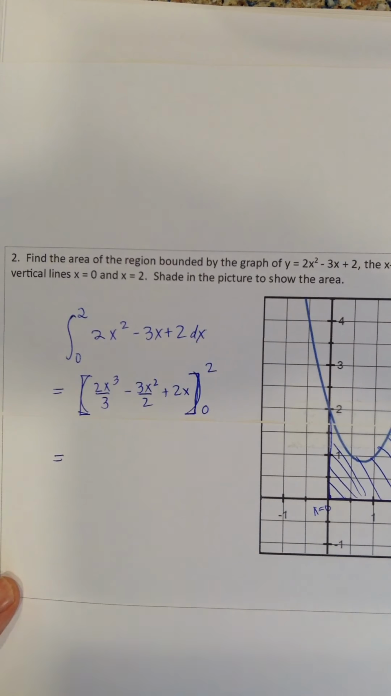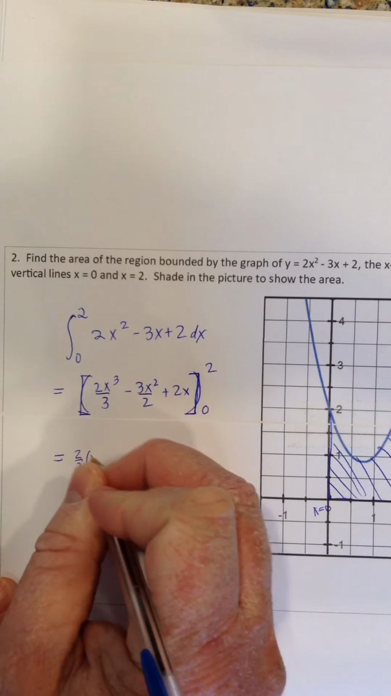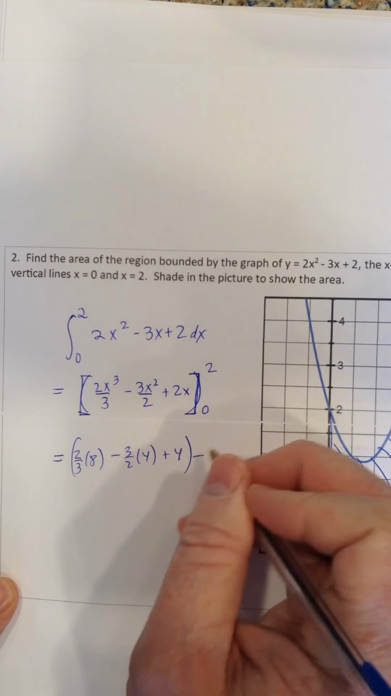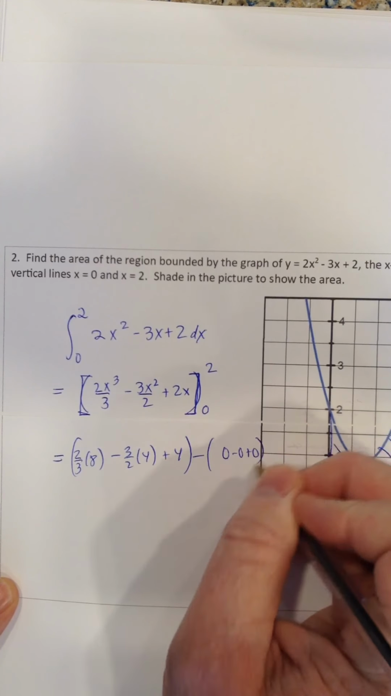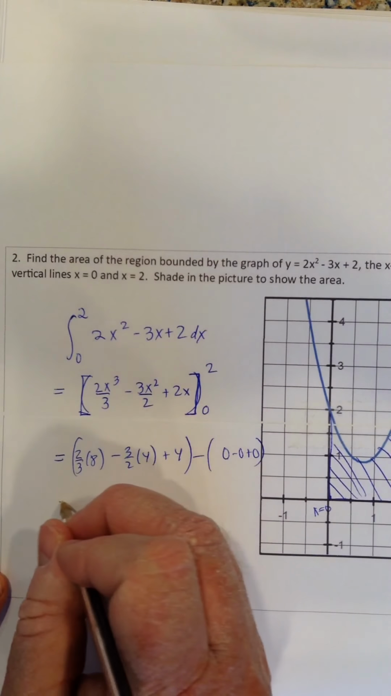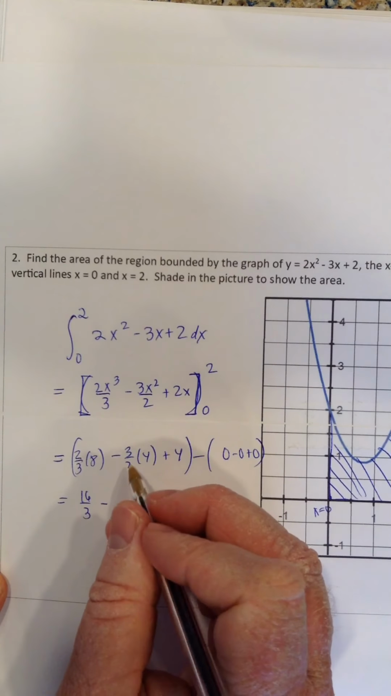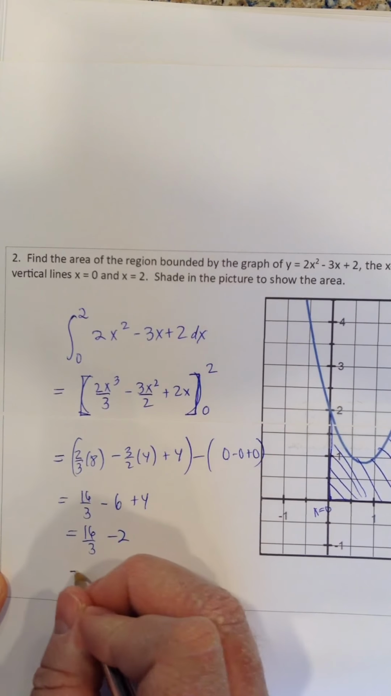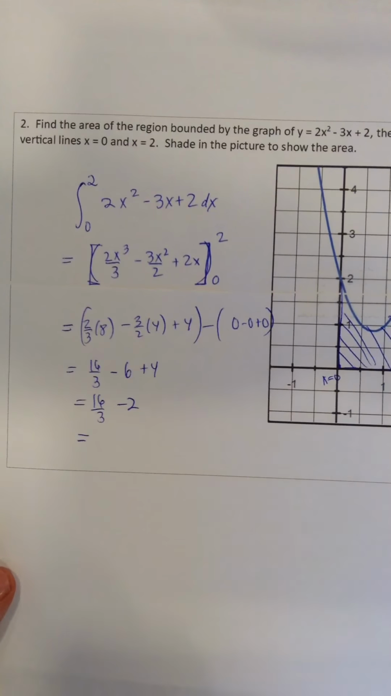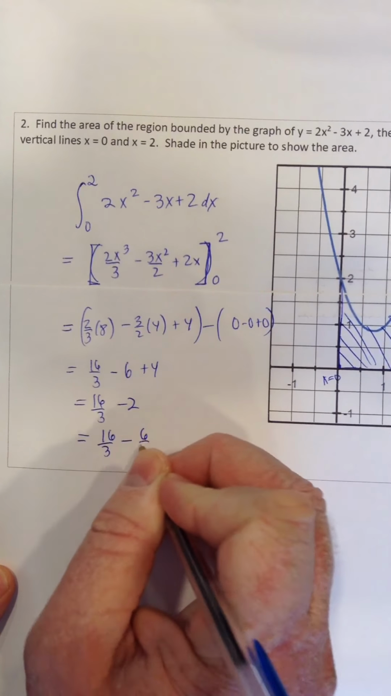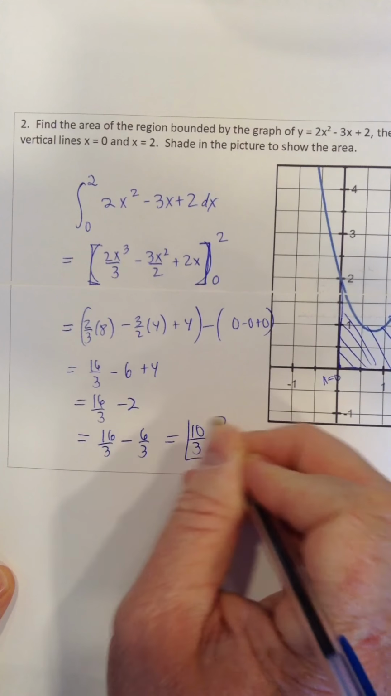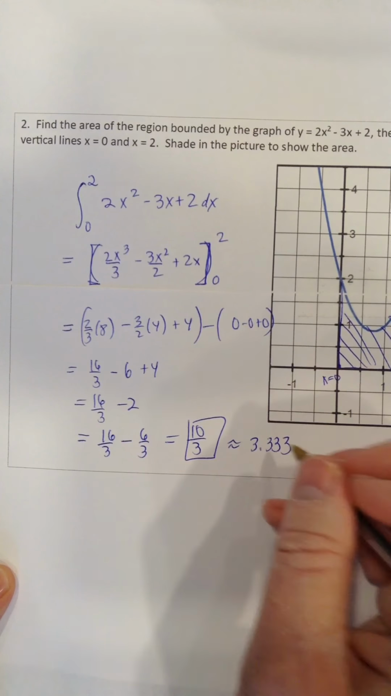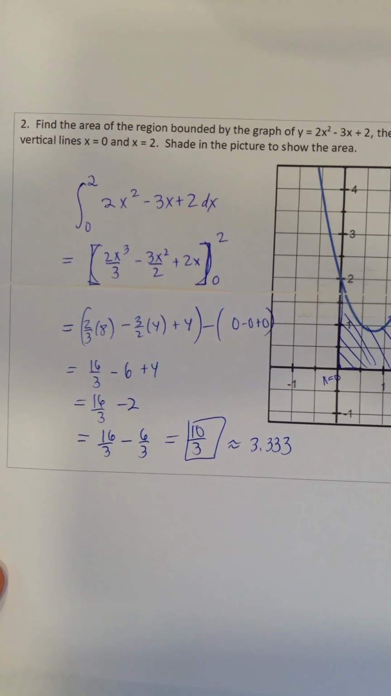And now I'm going to plug in 2. So I have 2/3 of 8 minus 3 halves of 4 plus 4 minus, I plug in 0, I get 0 minus 0 plus 0, which is really just all 0. So now I get 16 thirds minus 6 plus 4. So it's 16 thirds minus 2. So working that out, I get 16 thirds minus 6 thirds. So I get an answer of 10 thirds, or about 3.333. Okay, so that's what an integral is.